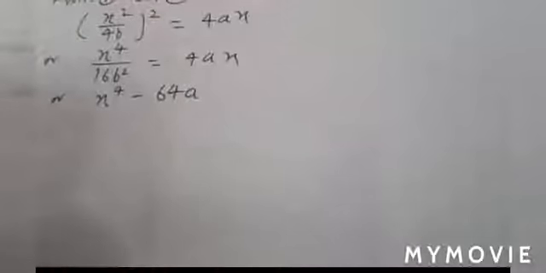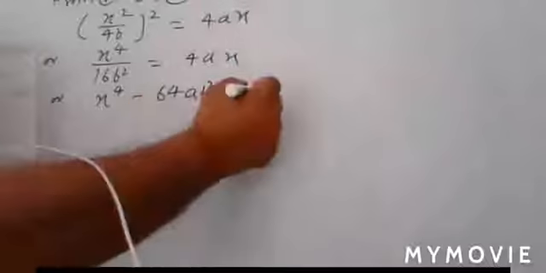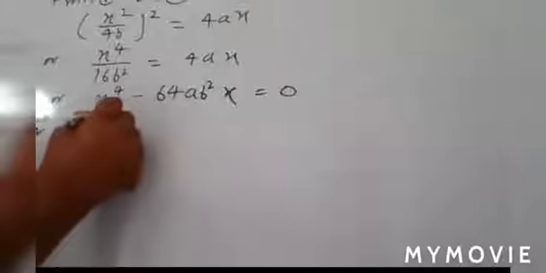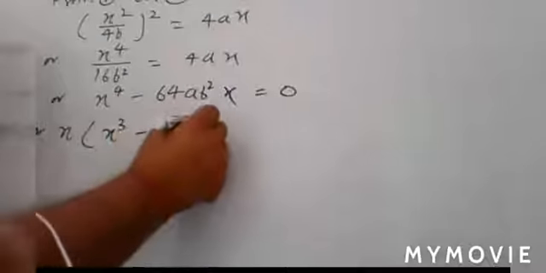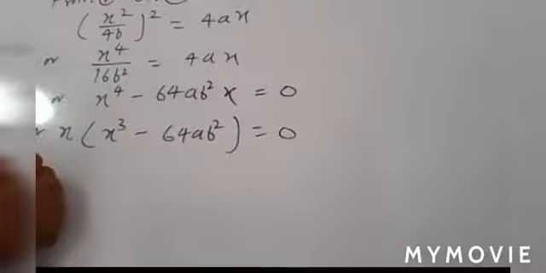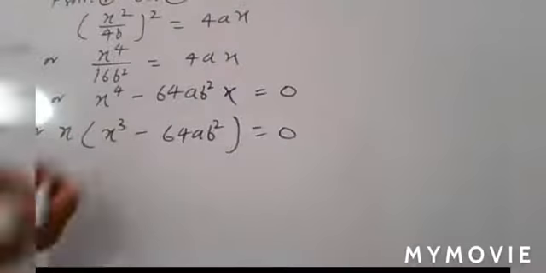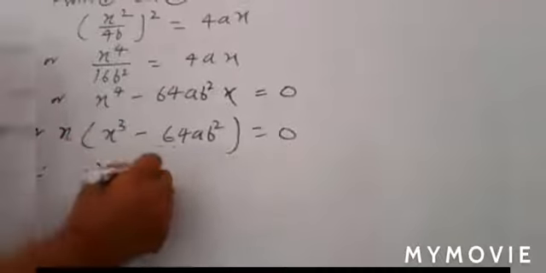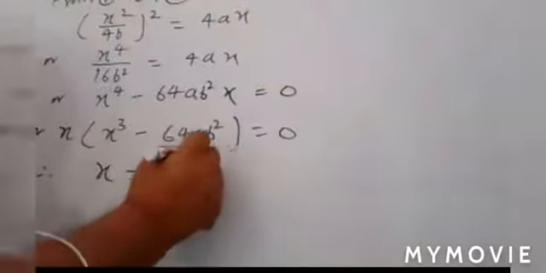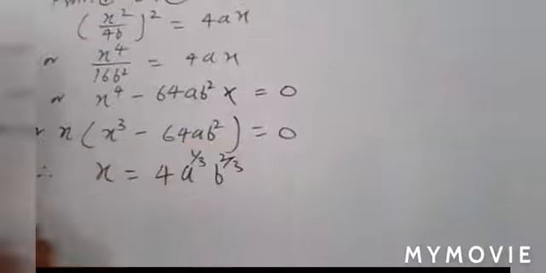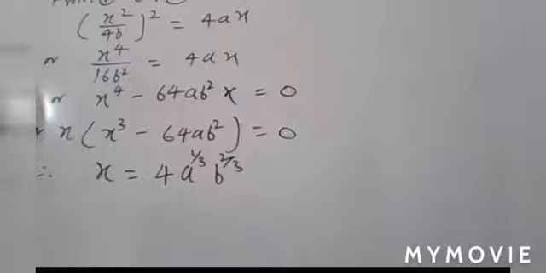Let me correct it. 4ab square x, that is 4ab square x is equal to 0. Yes, you can correct it. So if you take x common, you have x cube minus 64ab square is equal to 0. So the value of x is 0, which is not taken. So you only have to write x is equal to 4 a to the power 1 by 3 and b to the power 2 by 3. So that gives the value of x. Check it.